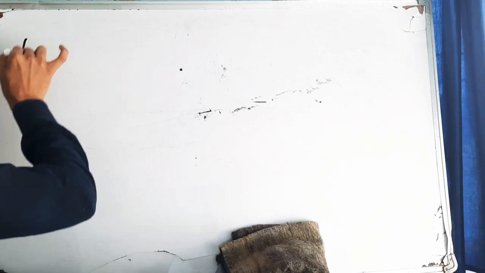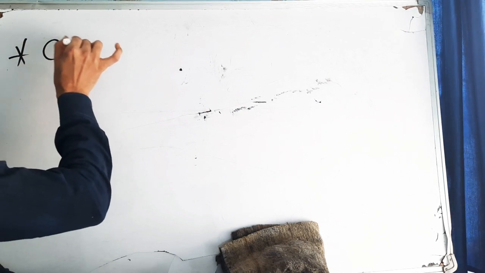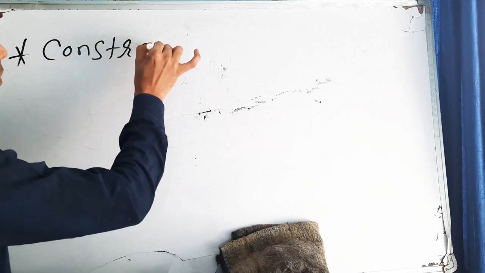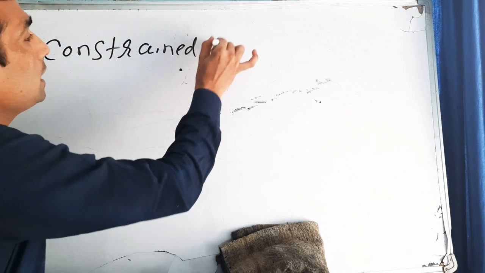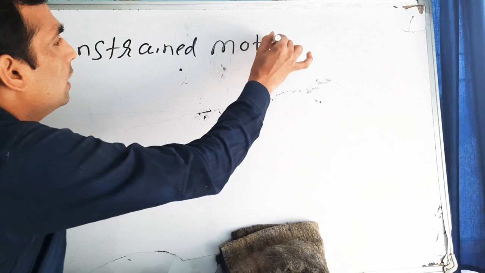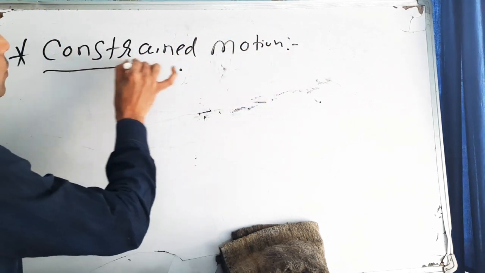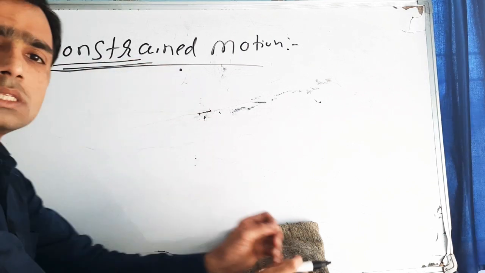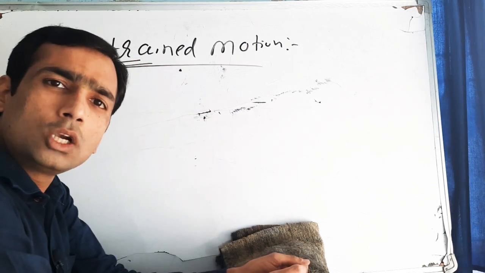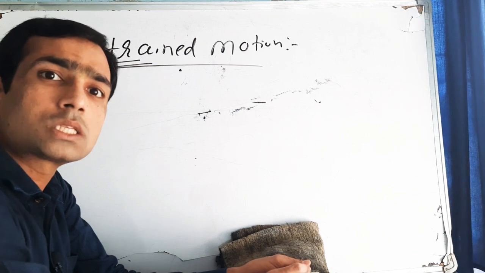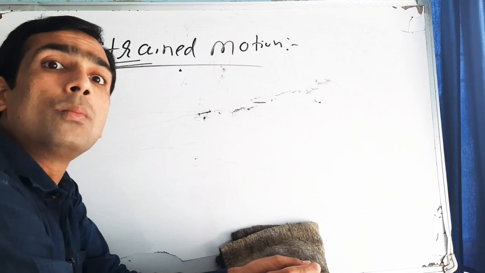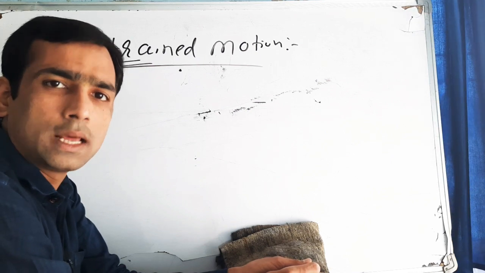So first let me explain what is constrained motion. Student, first try to understand what constrained motion is. It's clear from the name. What is the meaning of constraint? It means movement of a body in a fixed direction forcefully. You are restricted to move in particular, fixed directions.